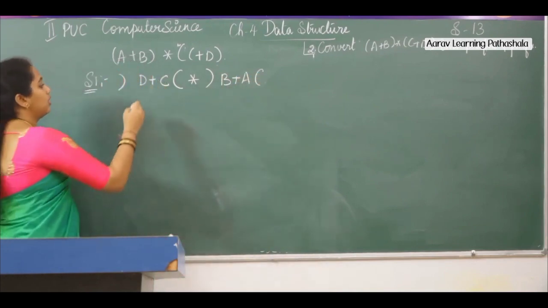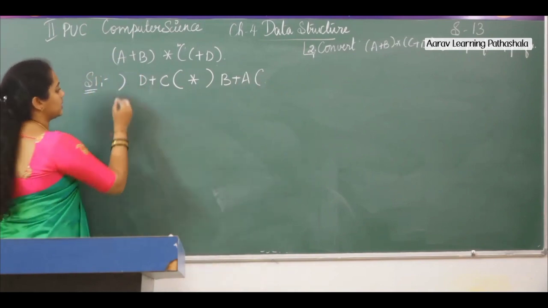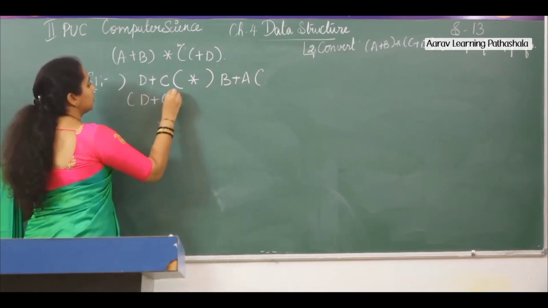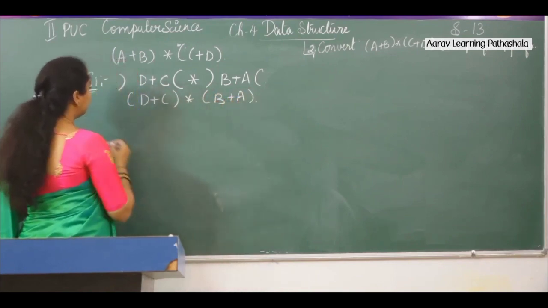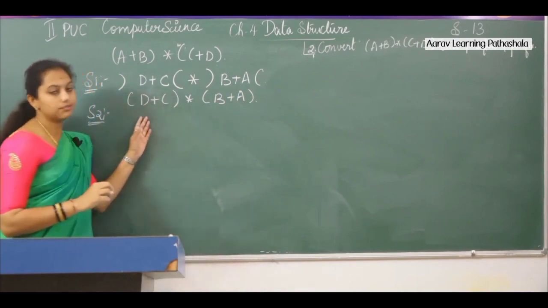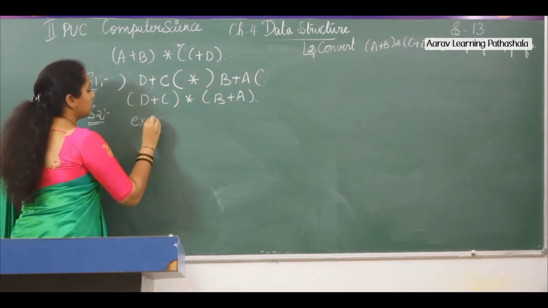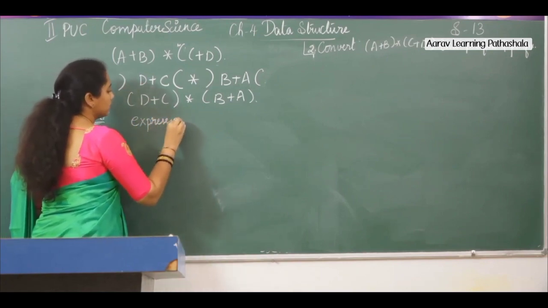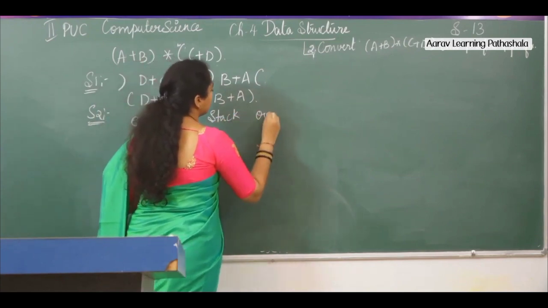We have to interchange these opening and closing parenthesis. That is, it becomes B plus A. Now we have to perform postfix. We have to convert it into postfix expression. So the first column is expression, stack, output.